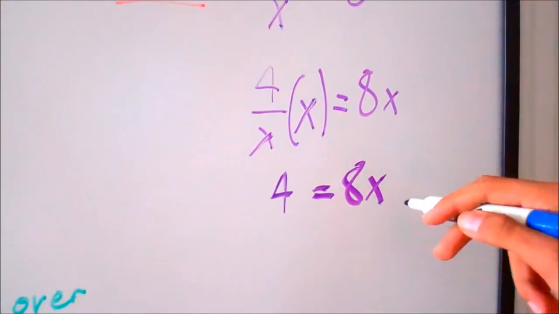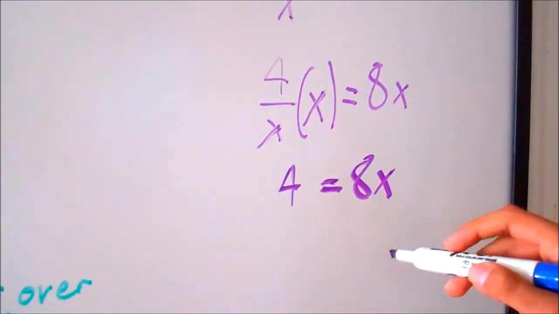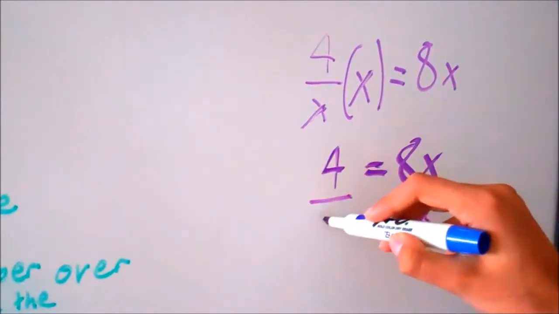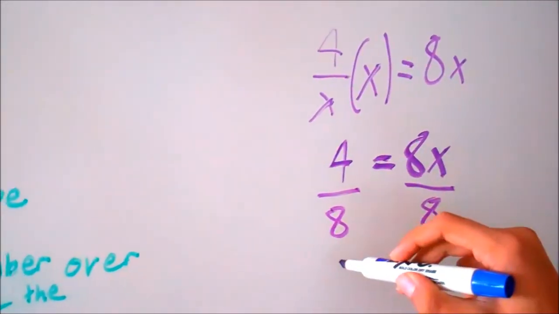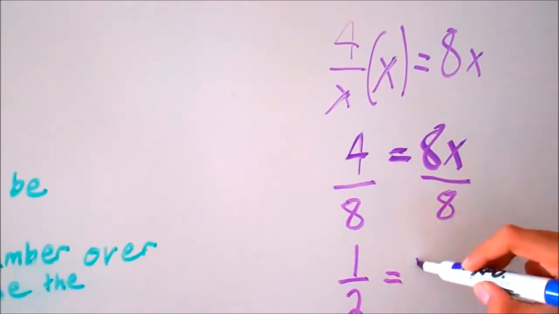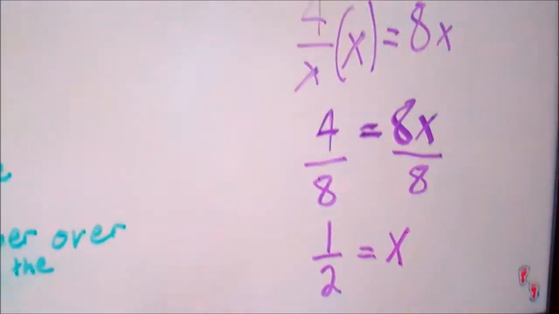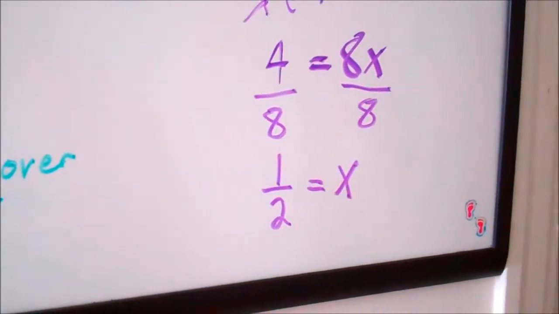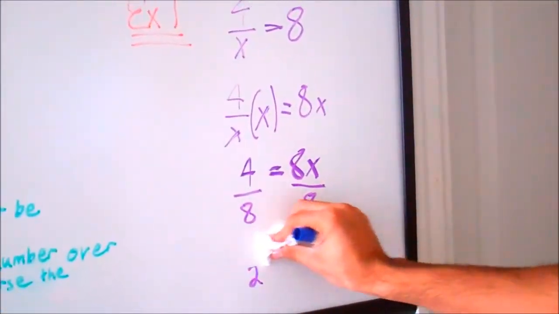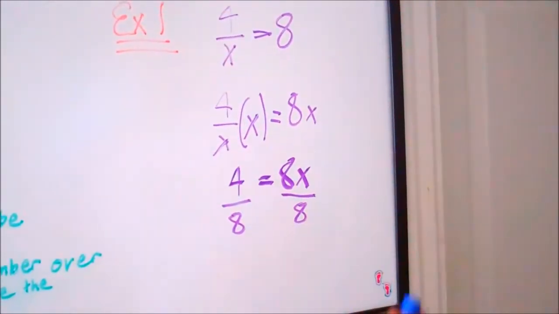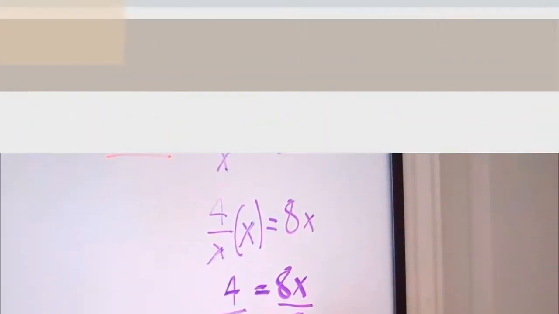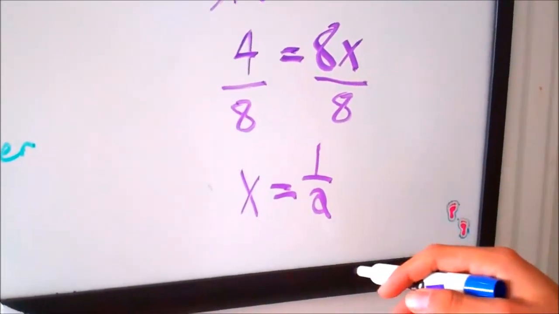Now I need to isolate the 8 from the x. In order to do that, I will divide that side by 8 and divide this side by 8. Therefore I get 1 over 2 equals x. And to finalize that, you should always try to end off with your variable on your left hand side. So I will go ahead and erase that really quickly, and it will be x is equal to 1 over 2. X happens to equal 1 over 2.